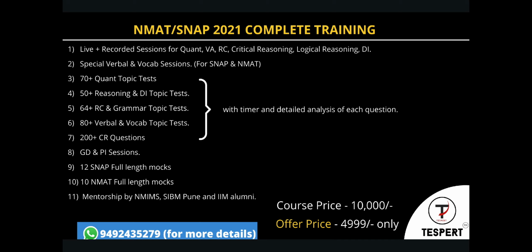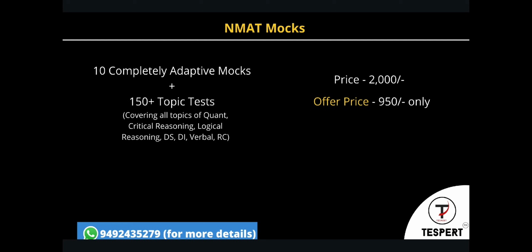of 2022. Some of you might have enrolled in NMAT Snap courses at some other institutes. No big deal. Some of you might be looking for only mock tests for NMAT. So you can get the 10 NMAT adaptive mock tests. Additionally, you will also be provided 150 plus topic tests covering all the areas like Quant, CR, LR, DI, DS, RC, verbal, each and every area. Those 150 plus topic tests would cost you around 950.